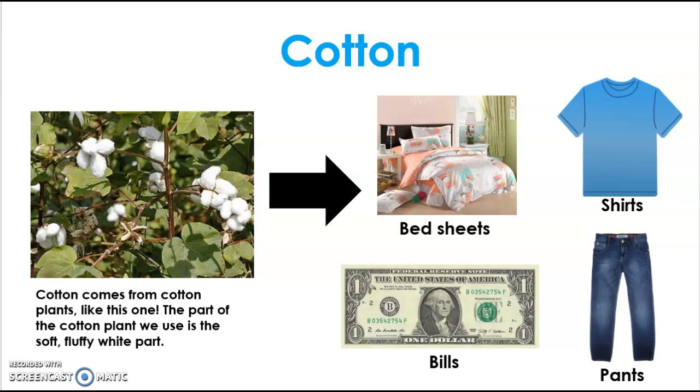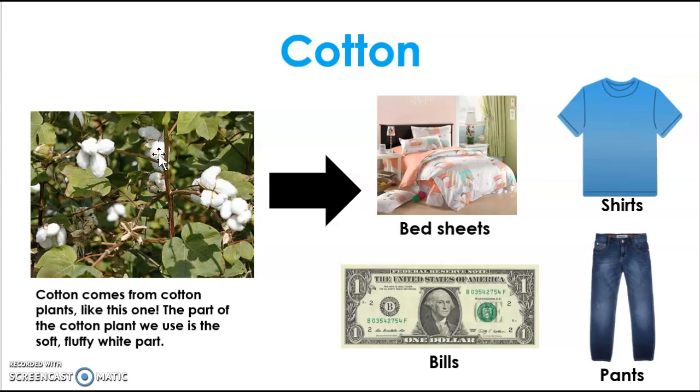The last natural resource that comes from plants is cotton. And remember, natural resources come naturally in our earth. So cotton is a natural resource that comes from cotton plants like this one. The part of the cotton plant that we use is the soft, fluffy white part. So we don't use the leaves or the wood from this plant.